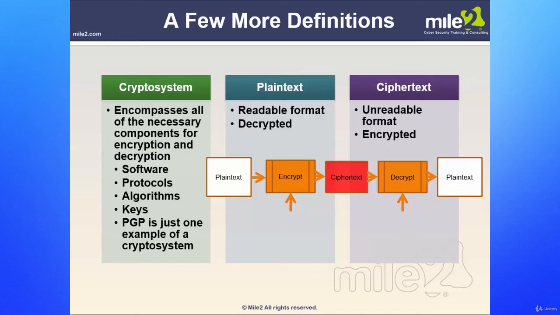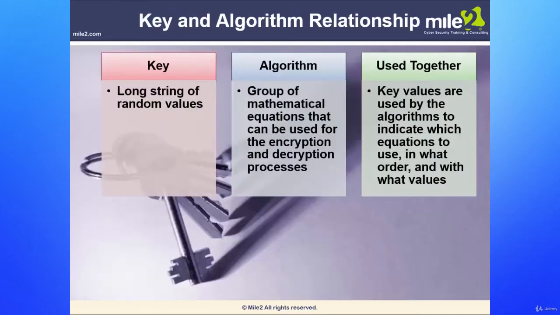Plain text here is basically the readable format, which gets encrypted, and ciphertext is the unreadable format, which is a long string of random values. We have an algorithm, which generally is going to be a group of mathematical equations that can be used for the encryption and decryption process. Used together, the key values are then used by the algorithms to indicate which equations to use, in what order, and with what values.